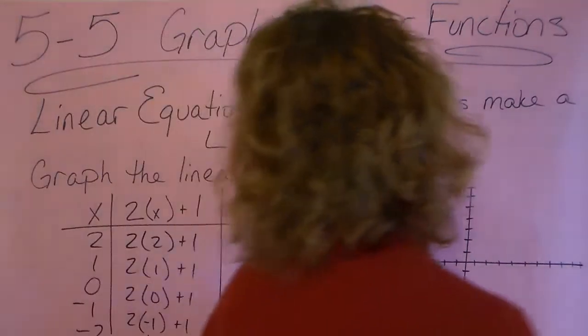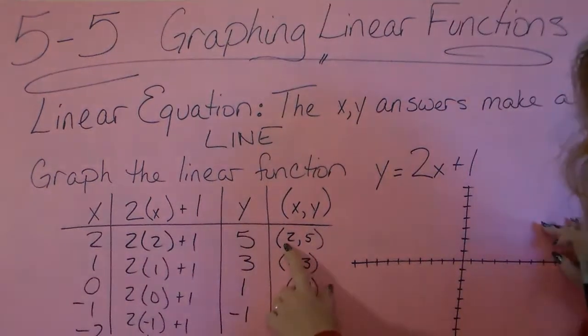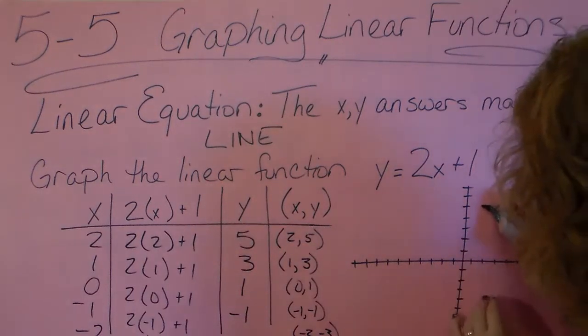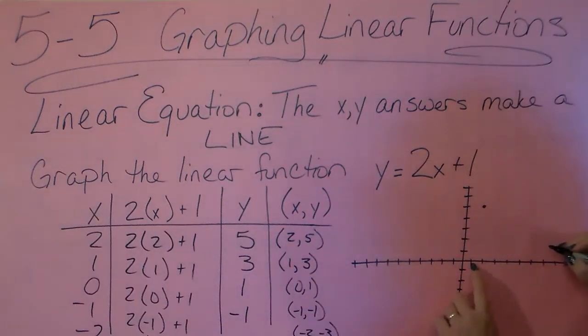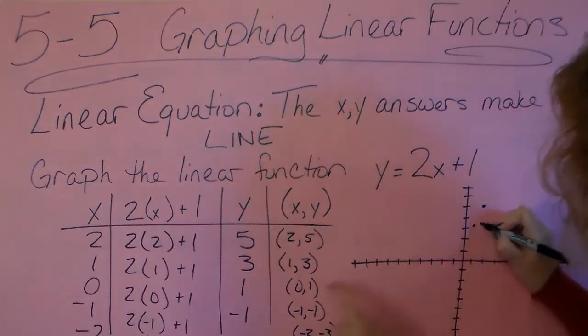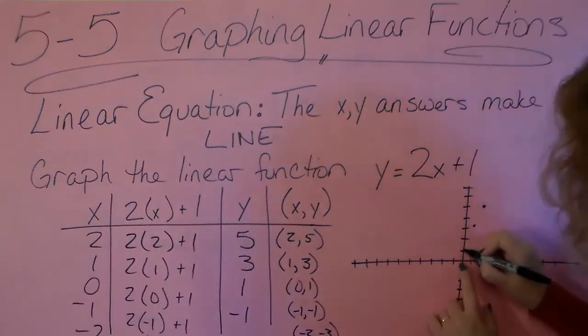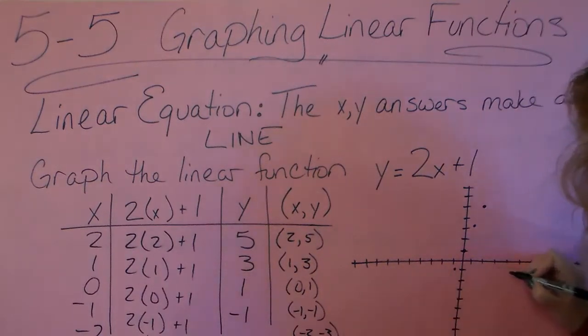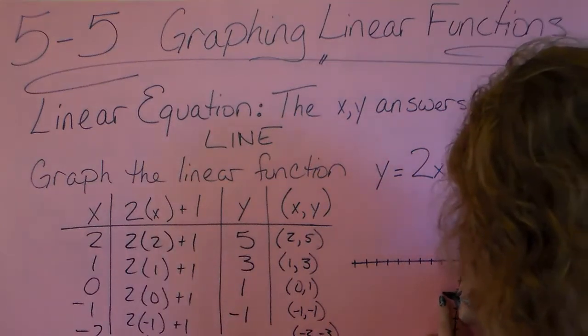Now we get to graph them. Our first point is 2, 5. 1, 2 over, and 1, 2, 3, 4, 5 up. Puts the first one right there. 1 and 3 is here. 0 and 1 is here. Negative 1 and negative 1 is here. Negative 2 and negative 3 is here.